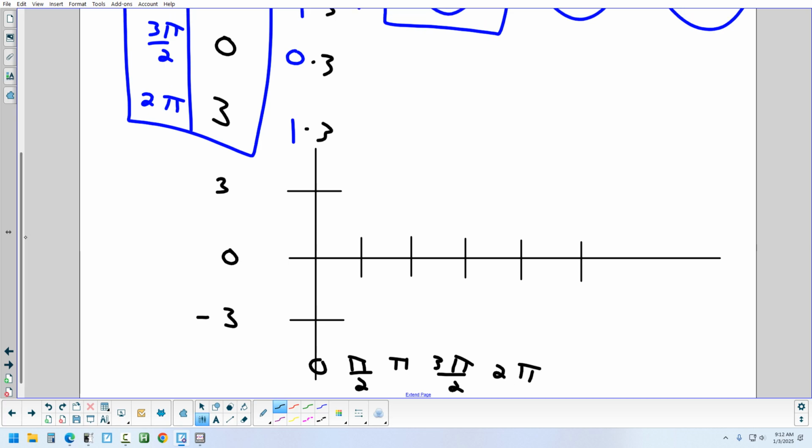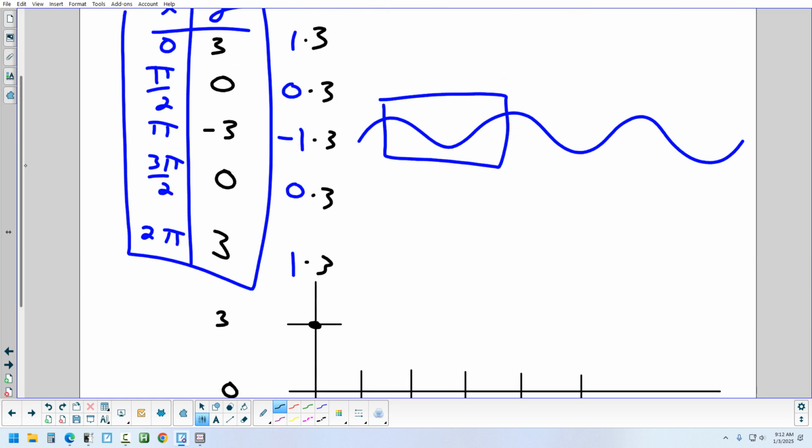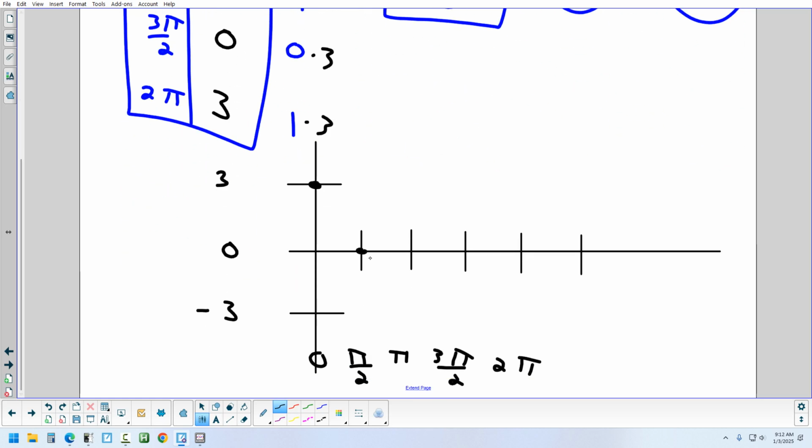Right? And now I'll just graph all my points. So I've got 3, 0, -3, 0, 3. 0, -3, 0, and 3. And there's your sketch.